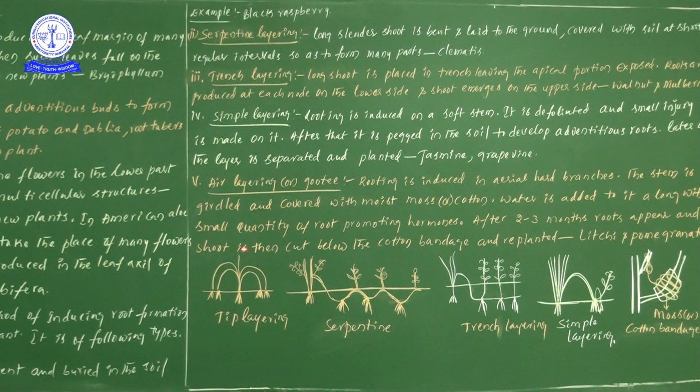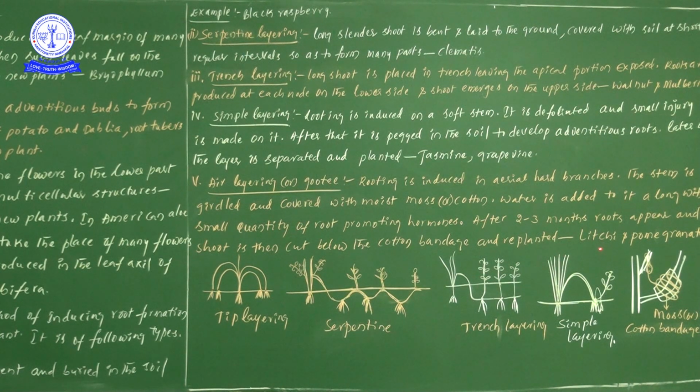appear, and the shoot system is then cut below the cotton bandage. After 2 to 3 months, definitely we can observe roots appearing here. So we can cut this particular branch or shoot exactly below the cotton bandage, and replant it. Why? Because definitely the roots and everything are there now. This particular branch can be replanted.